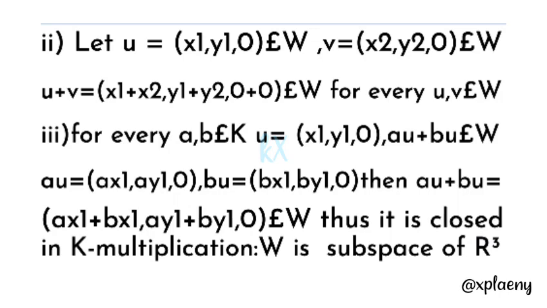So we can just conclude that our subspace W is a subspace of our 3-dimensional Euclidean space that is over our real field. So let's take a look at another example that we have here.